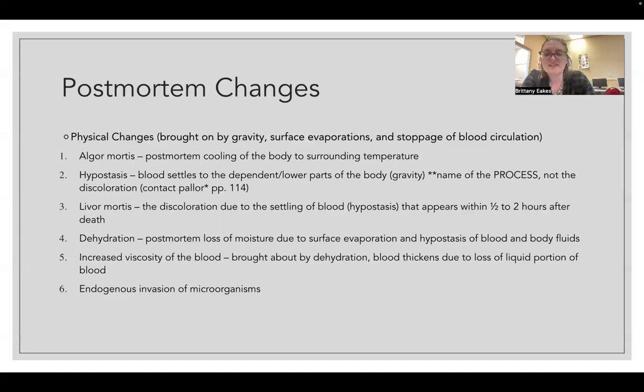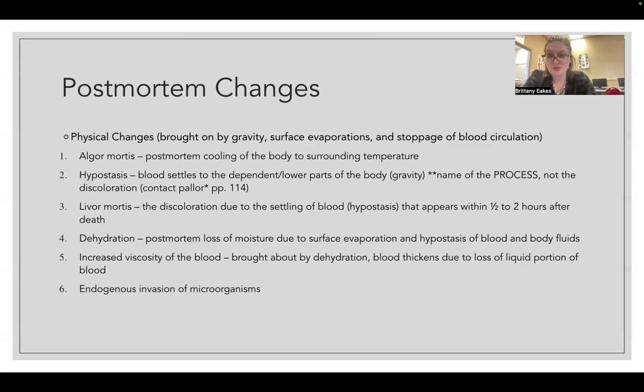It's first noticed in dull red patches, but as it becomes more established, it can take on a reddish blue appearance. Livor mortis is intravascular, meaning we can remove it through embalming. And the best way to tell the difference between livor mortis and post-mortem stain is to press on the skin, and if it clears, it's livor mortis. It's still intravascular.